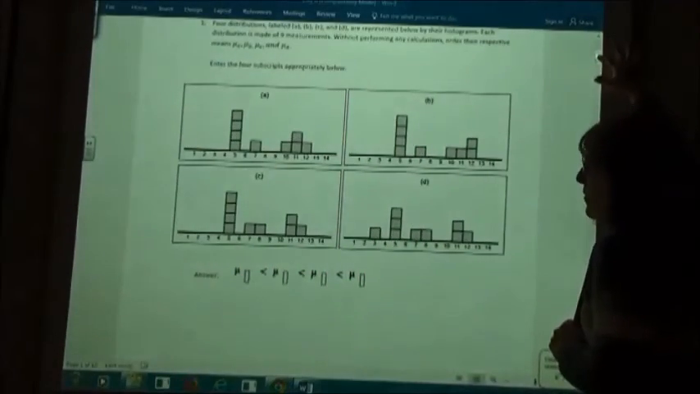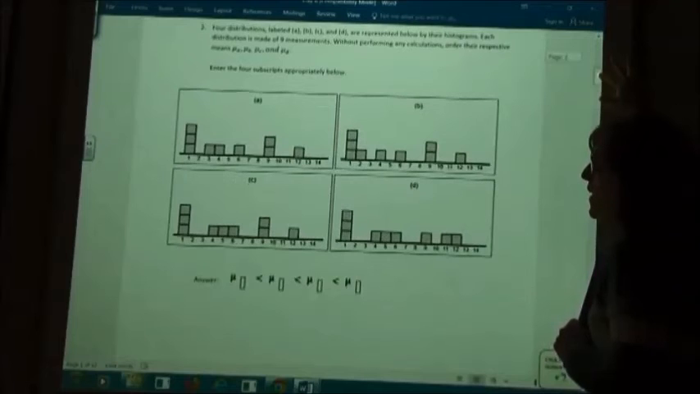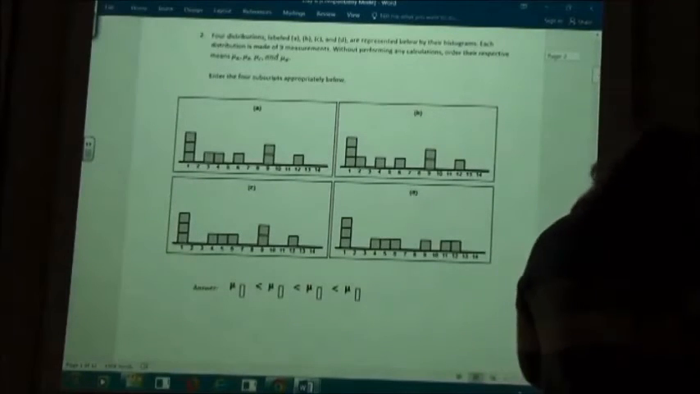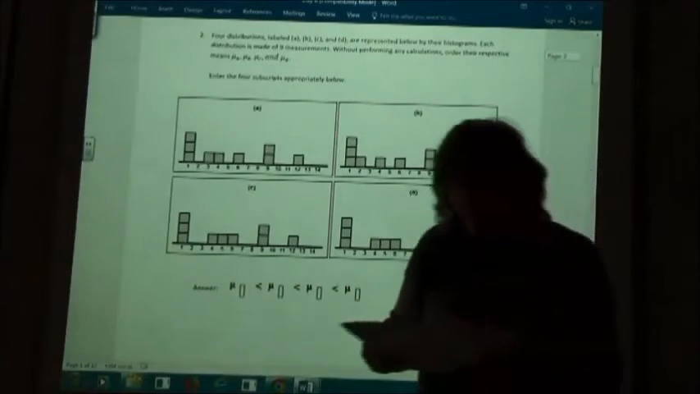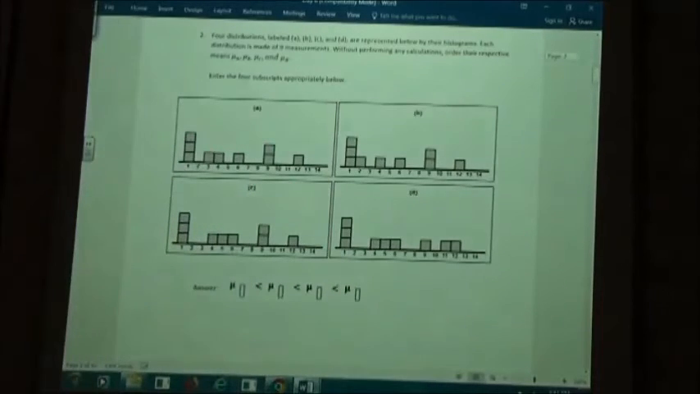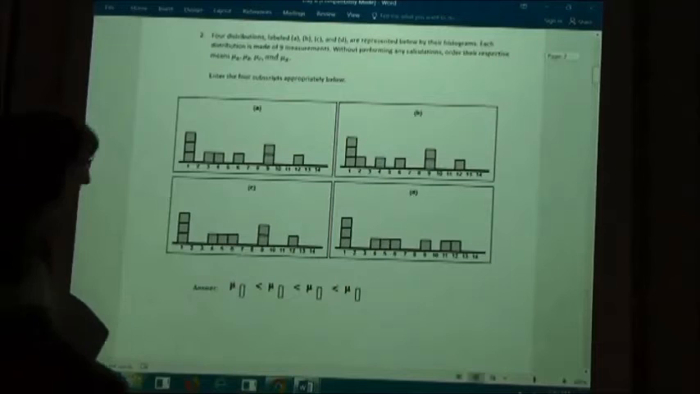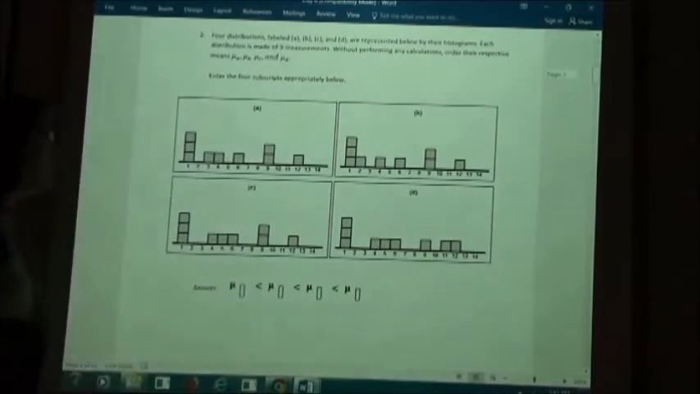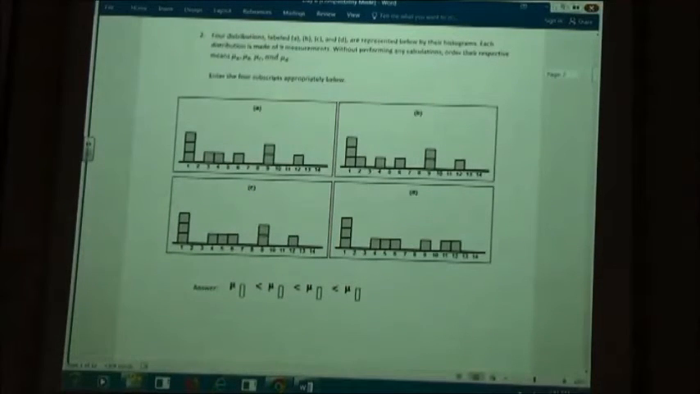So, we look at number 2 again. It's going to have us do the same thing. We're just going to compare the means by looking at them and trying to decide. I like to go from biggest to smallest. You could go the other way if you really wanted to. But if I look at this one, which one here do you think would have the biggest mean?